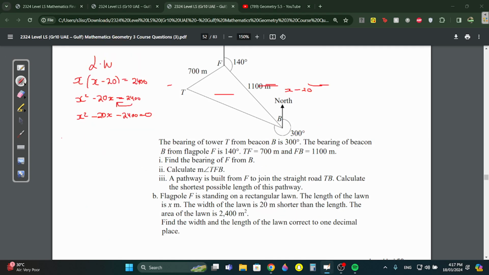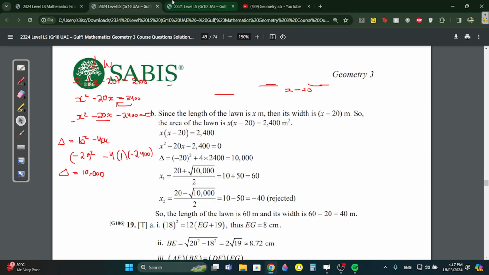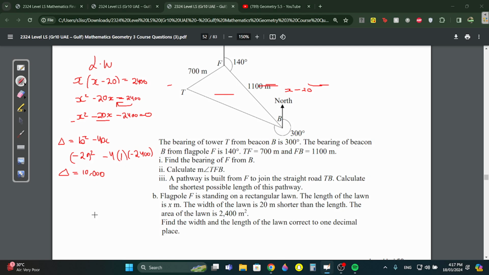Find your discriminant. Remember, the discriminant is b squared minus 4ac. b is negative 20, fine. So negative 20 squared minus 4 times a, which is 1, times c, which is minus 2,400. You're going to get a discriminant of 10,000, if I'm not wrong. Yeah, 10,000.